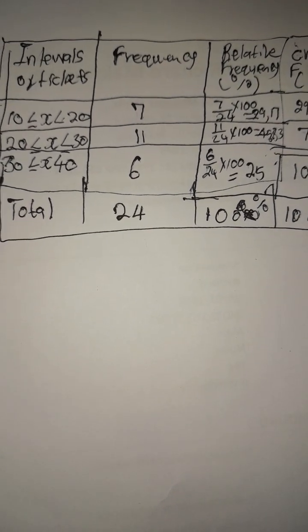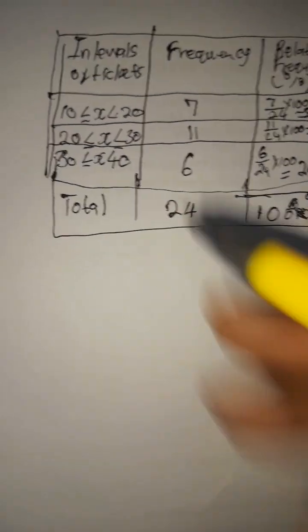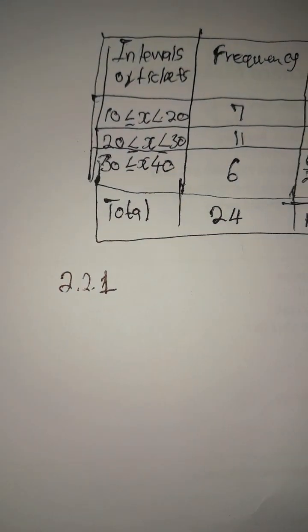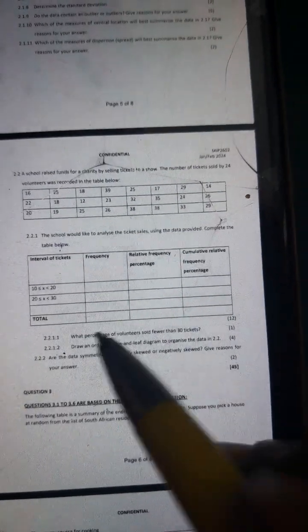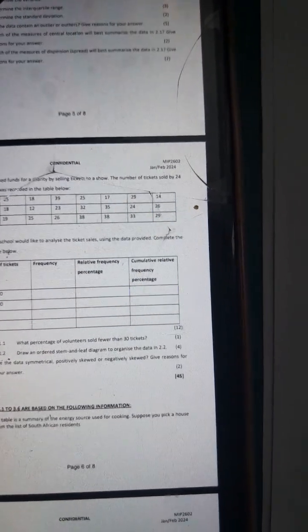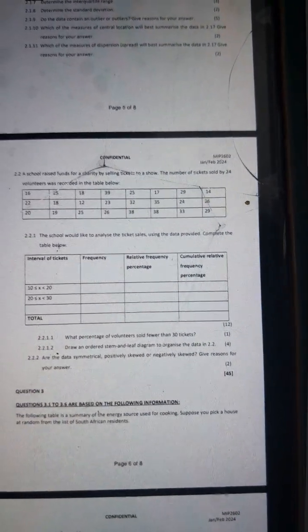I hope, guys, it does make sense, right? Then we have 2.2.1. Let's put that into practice. Let's see what the question requires. At 2.2.1, they said, what percentage of volunteers sold fewer than 30 tickets? We can see from our table we got 75. Those that sold less than 30 were 75%. So that will be the percentage.